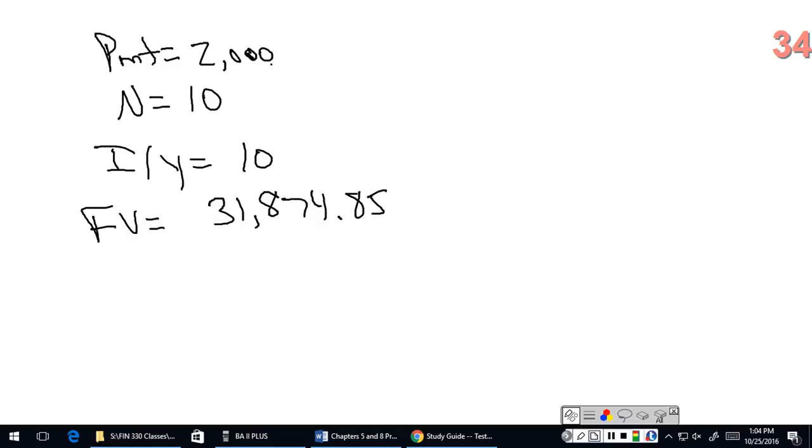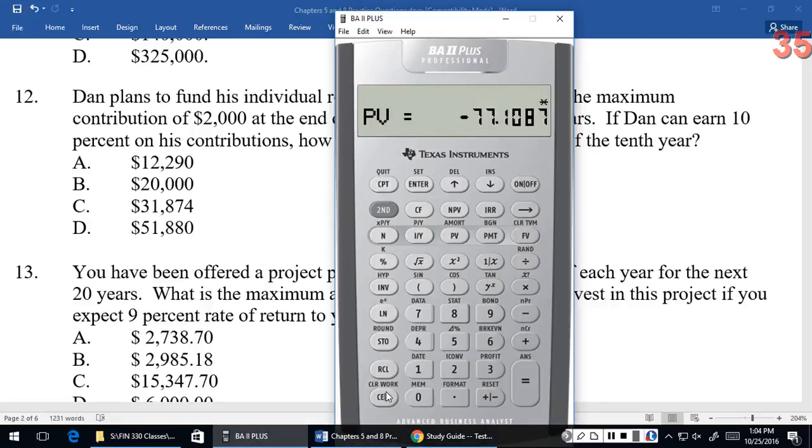So now we're changing this from an ordinary annuity to an annuity due. And we need to change our calculator to beginning of period payments. So in that case, for the second version of this, we're going to change this to BGN. Everything else stays the same, and we want to know the future value. So let me go back over here.